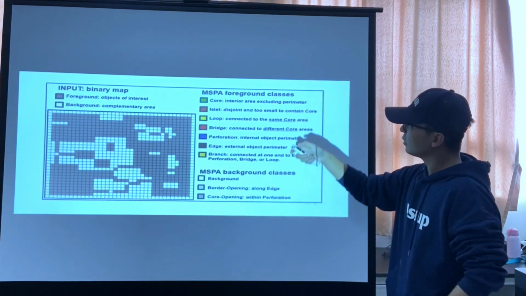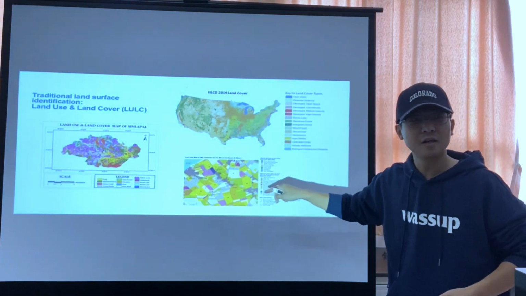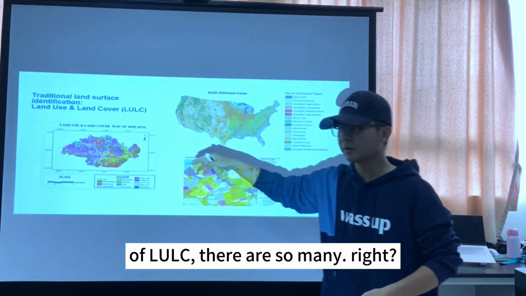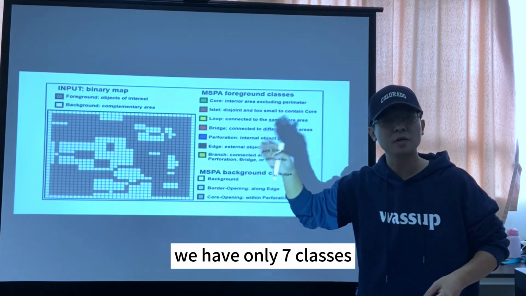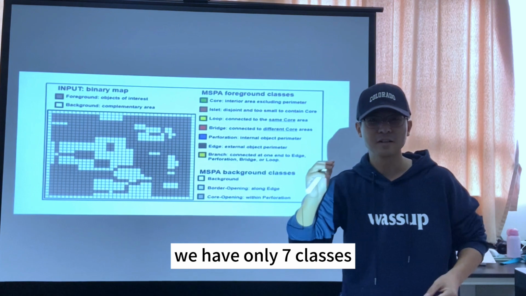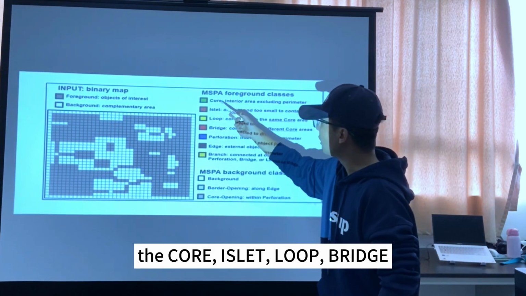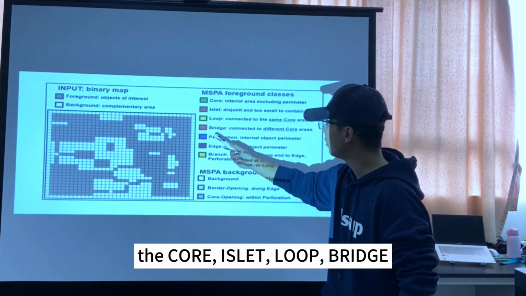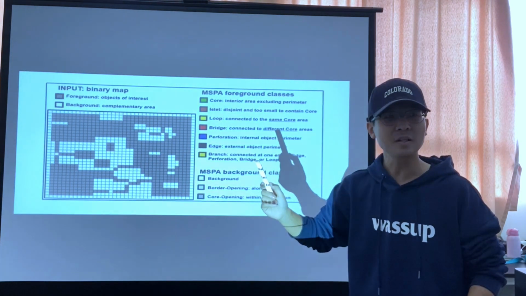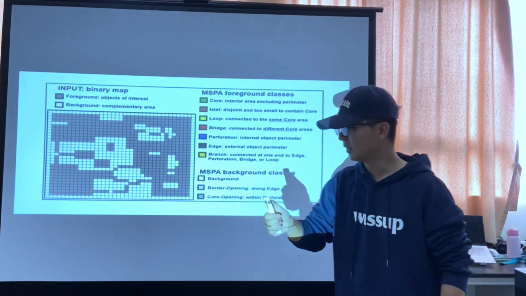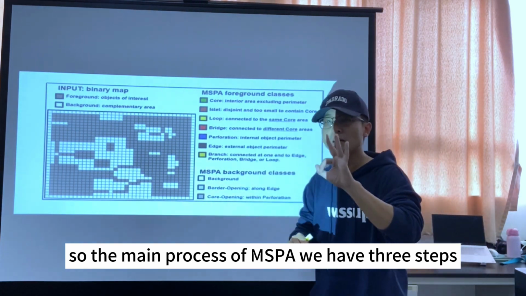Unlike the many classes of LULC, for MSPA we have only 7 classes: the core, islet, loop, bridge, perforation, edge, and branch. We have only 7. So the main process of MSPA has 3 steps.